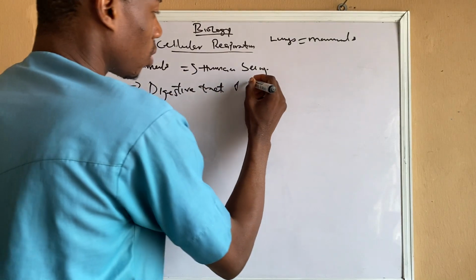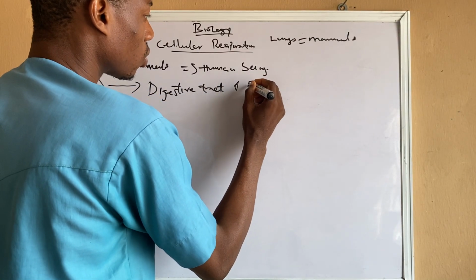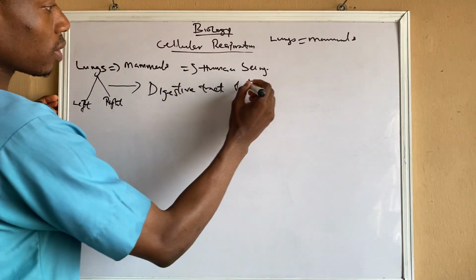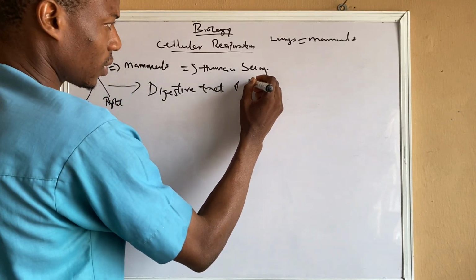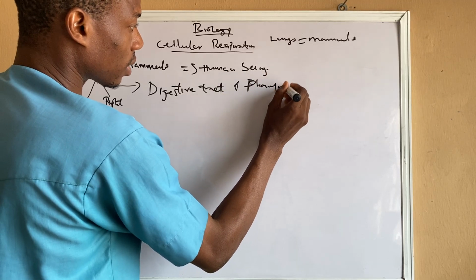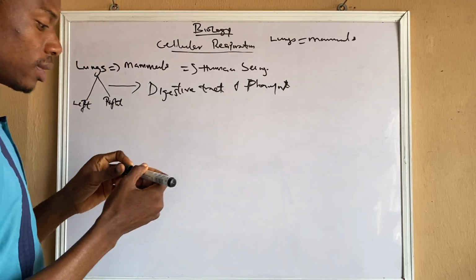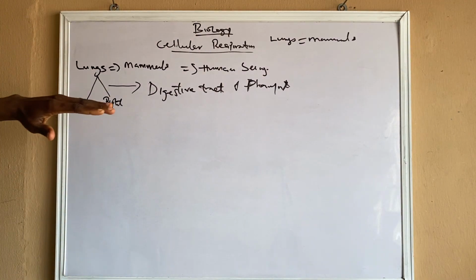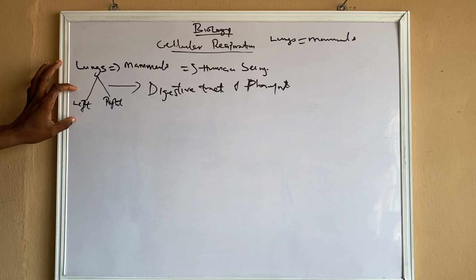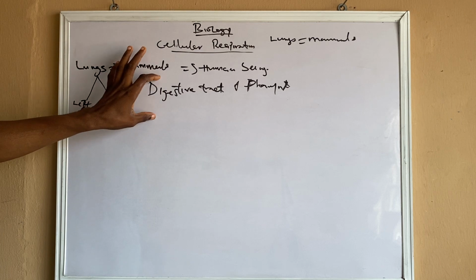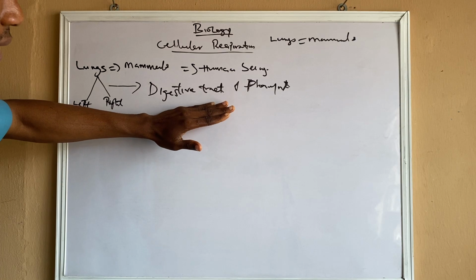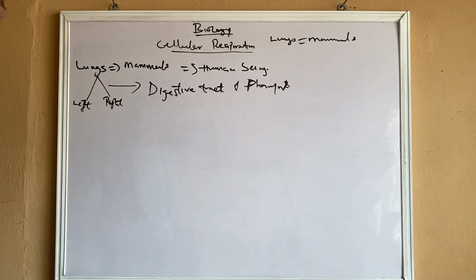The right goes into the digestive tract. The left now goes to the pharynx. Yes. The lungs are divided into 2, the left one and the right one. One of the divisions goes into the digestive tract. The other one goes into the pharynx, right?